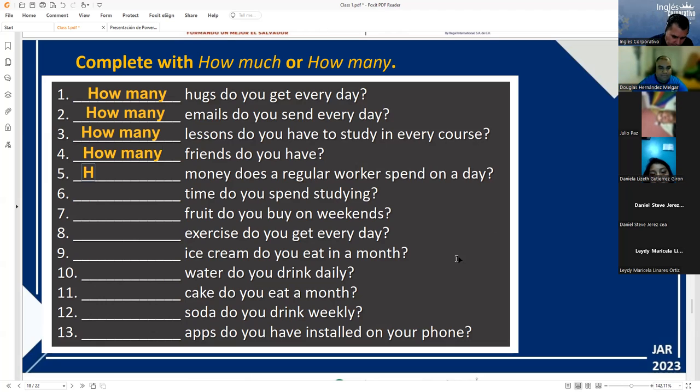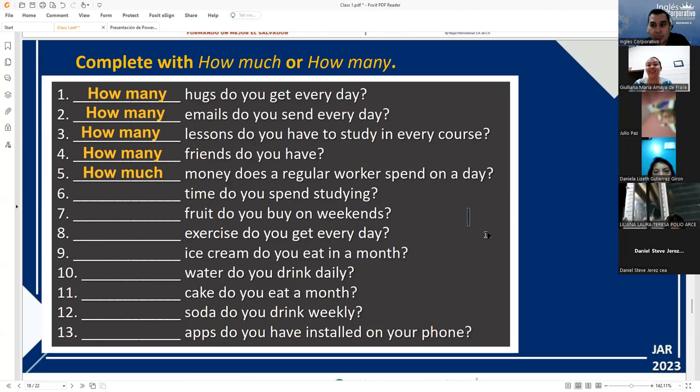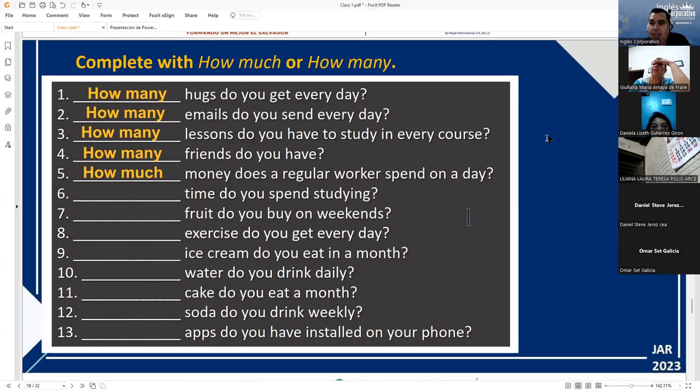How much money does a regular worker spend in a day? $5? $10. Un trabajador promedio, $10. Imagine, si gana 30 dólares al día y gasta 10. Se muere de hambre. ¿Quién gana 30 dólares al día? Imagine, solo trading. In 5 days, $150. $600 in a month.